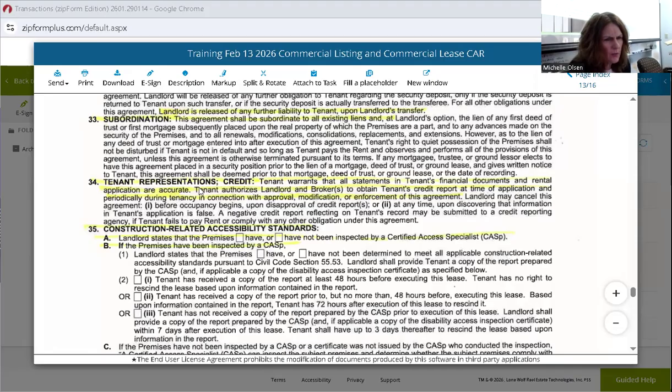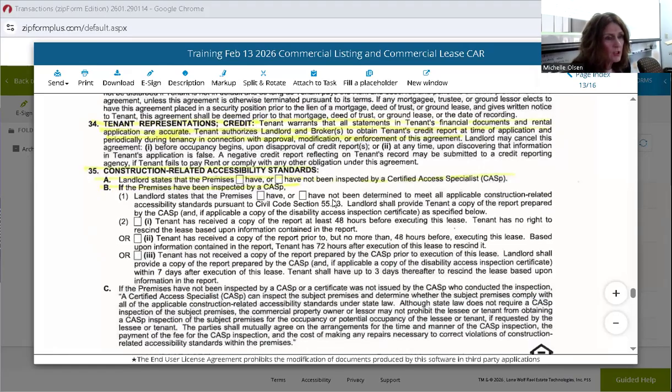And the tenant representation and credit, they're warranting that everything that they told you in their application package is true. So you could read that if you wish. This is important not to miss. 3435, construction related accessibility standards. Do not miss checking this. This is why I've given highlighted copies in the room.